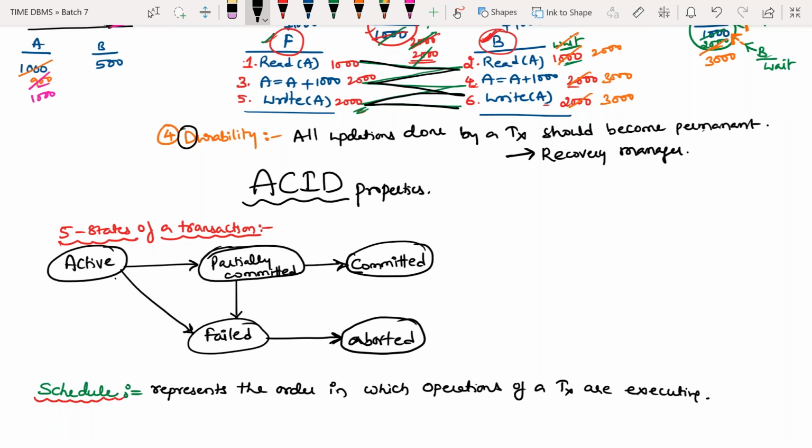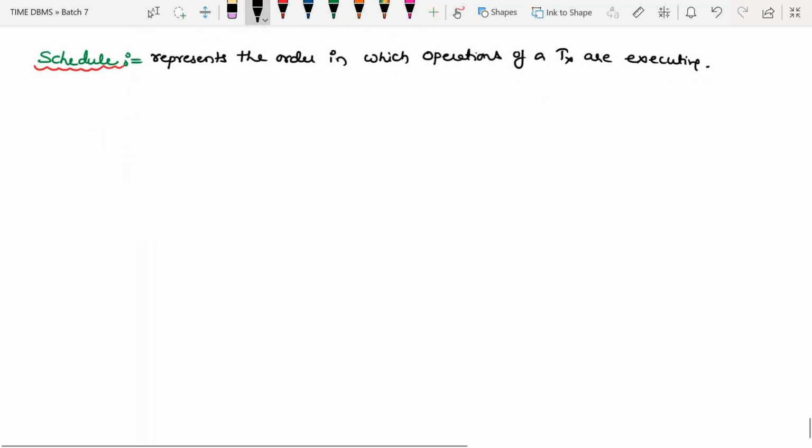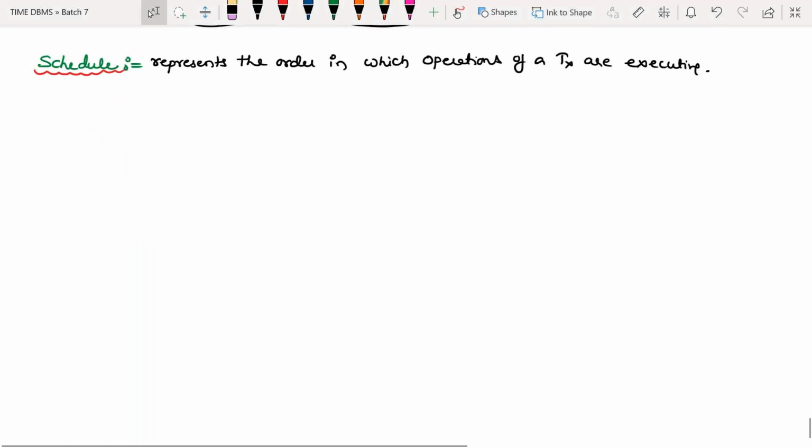Schedule represents the order in which the operations of transactions are executing. It means the order in which the operations of a transaction are executing is called a schedule. That schedule is representing the order. And here we have two types of schedules. Generally the schedules are classified into two types: one is called concurrent schedules and one is called serial schedules.